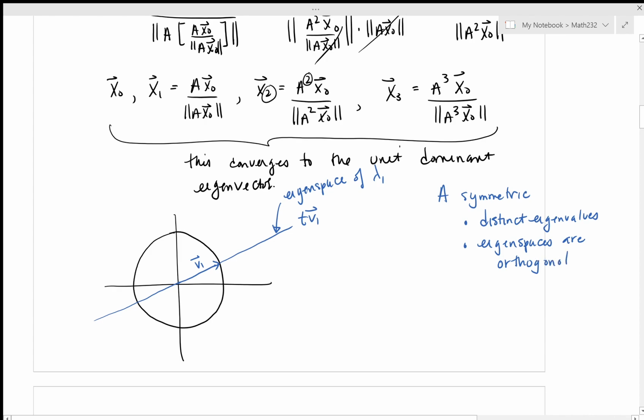Okay. All right, so that means on my little drawing here, I can draw the other, it's going to be here at a right angle, down here like that. So that's intended to be a right angle right here. And so this here is T2 times V2, where V2 is the eigenvector corresponding to lambda 2. So this is the eigenspace of lambda 2.